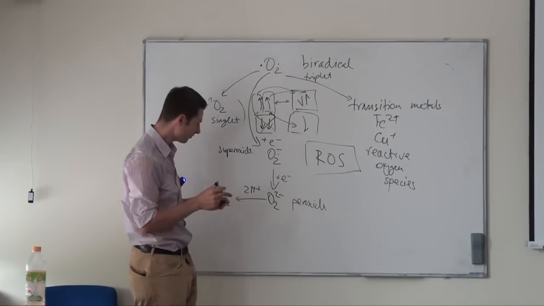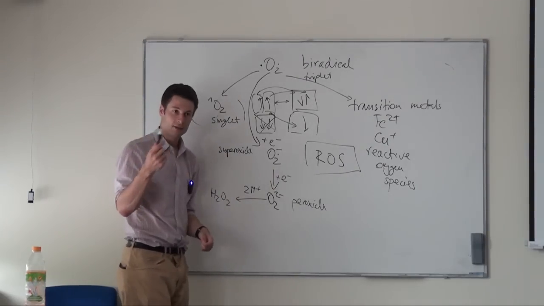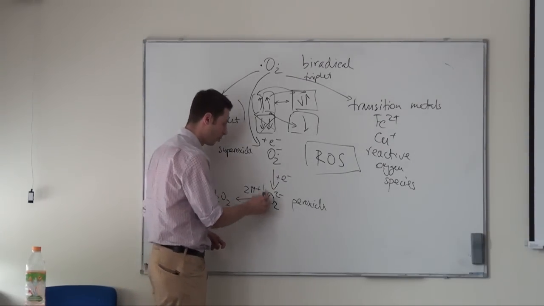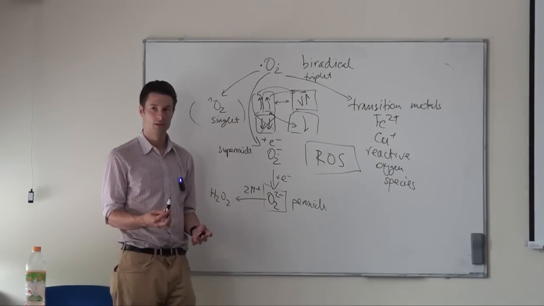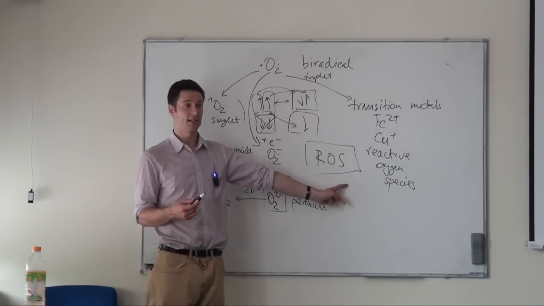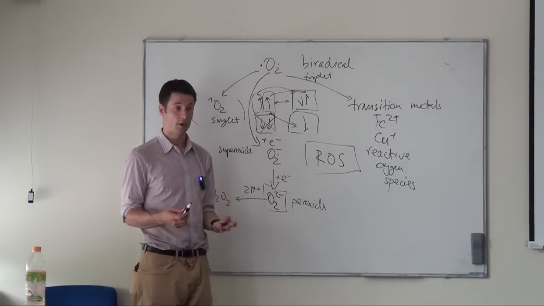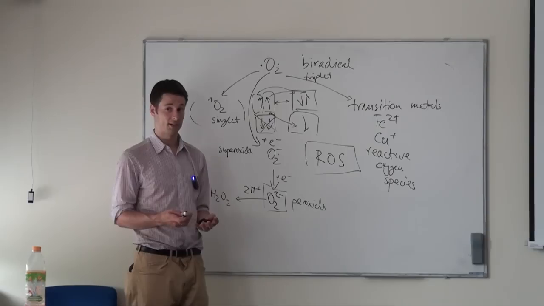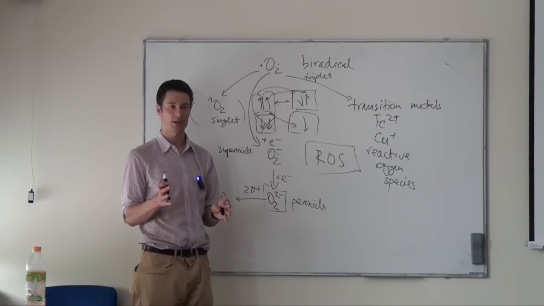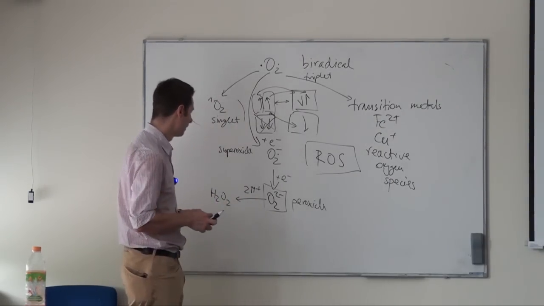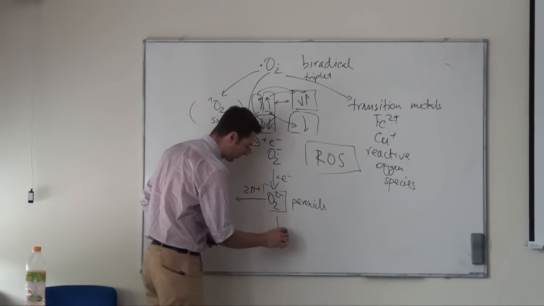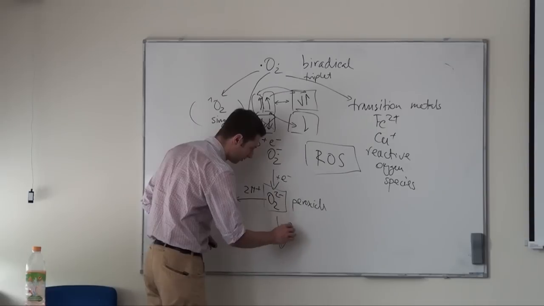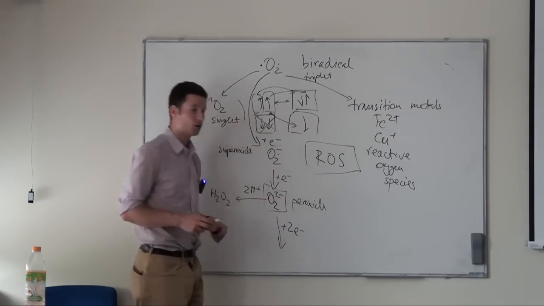Okay. So again, to reiterate, it's important to remember that peroxide is not a free radical. But it still is a reactive oxygen species because peroxide is still reactive and can do various things, but it's not a free radical. What happens with peroxide if we add two more electrons?